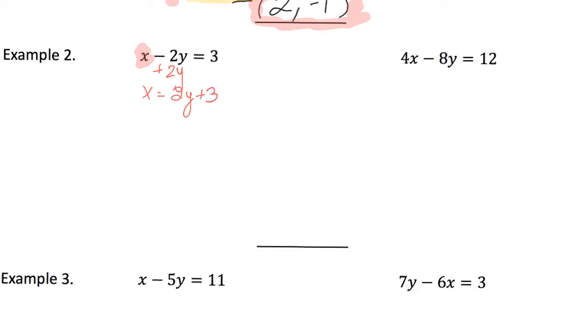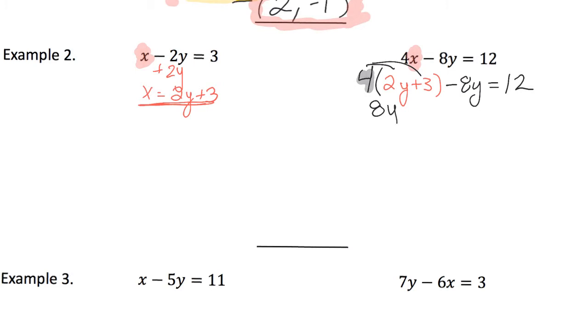So now that I have x alone, I can then plug it in where I see x into this other equation. So now I have 4 parentheses. So I'm replacing x over here with what x equals, 2y plus 3. Filling out the rest of the problem, minus 8y equals 12. Then I'm going to solve that for y now. So I have to distribute that 4. I have 8y plus 12 minus 8y equals 12.